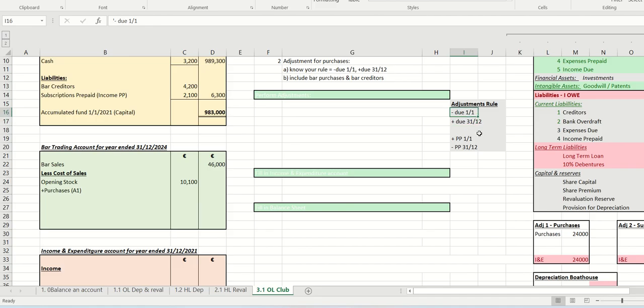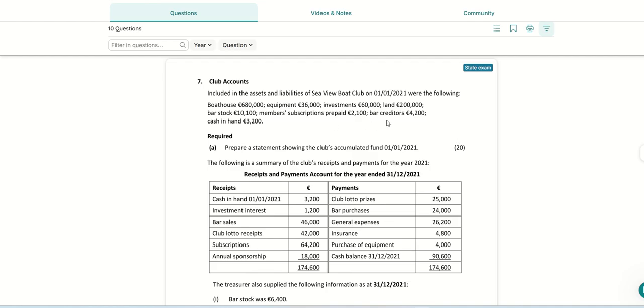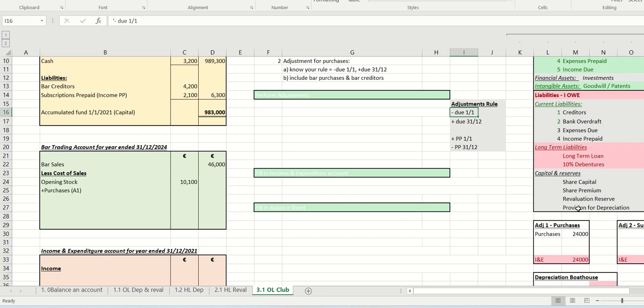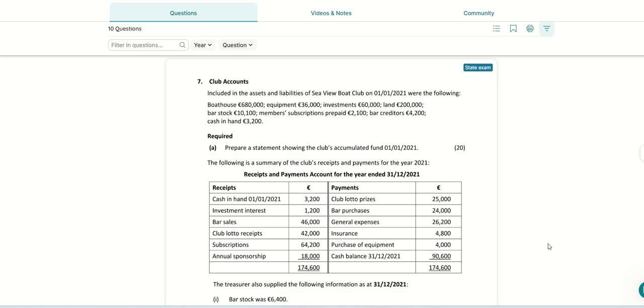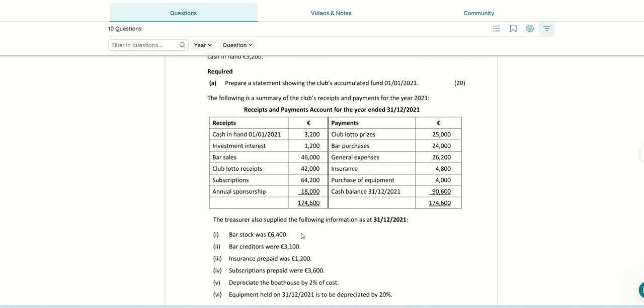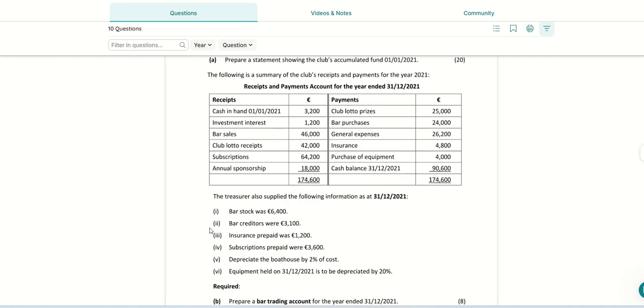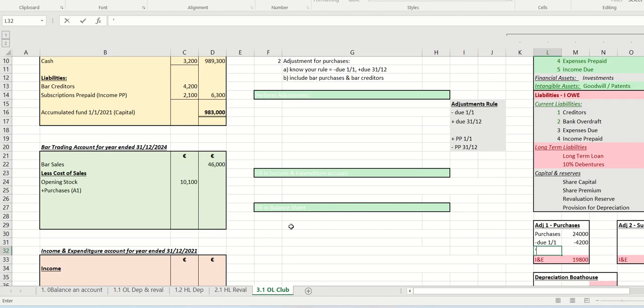So due at the start is the things that I owe at the start of the year. And creditors, bar creditors, are the people relating to the bar that I owe money to. So bar creditors, 4,200. So we're going to do our minus due at the start of the year for bar creditors, 4,200. And then at the end of the year, we've got more creditors down here. See them? So we owe them at the end of the year and we're plussing them on because I owe them that money. It's part of our cost of the year. So I must add it on. So I'm going to do a plus due at the end of the year.